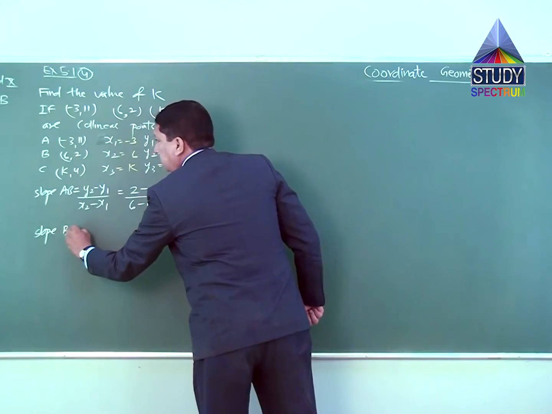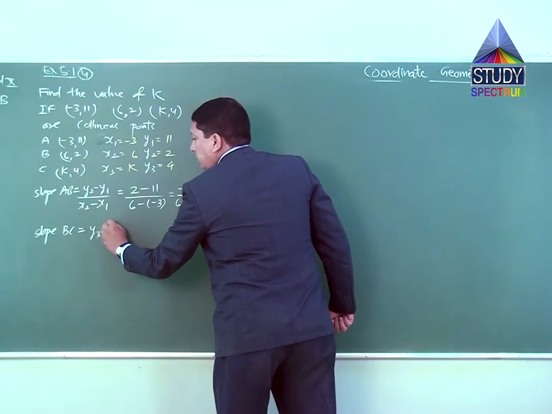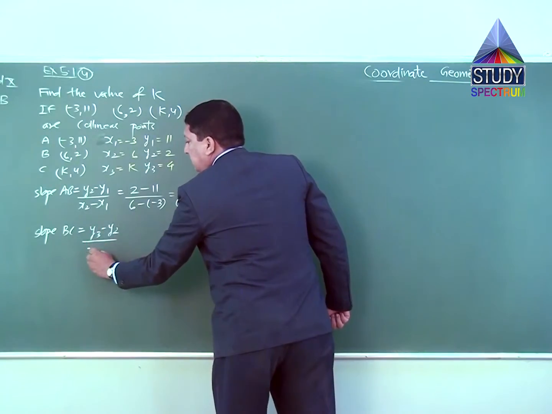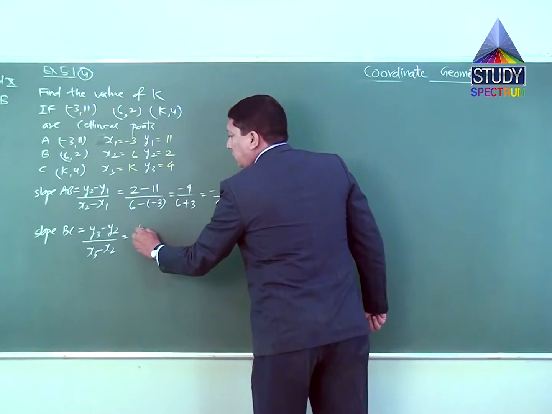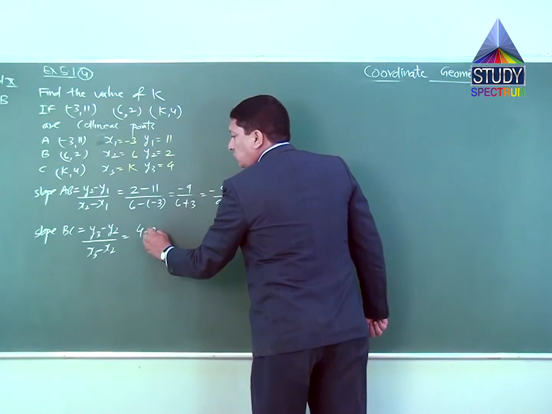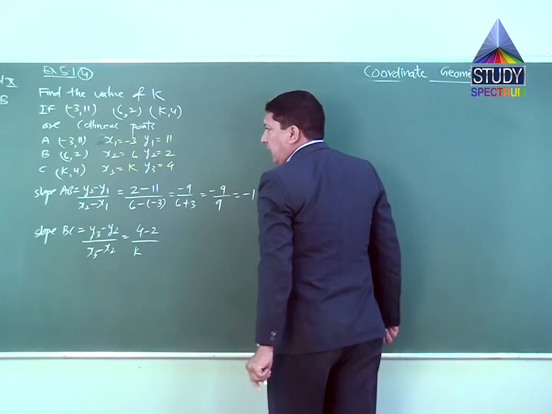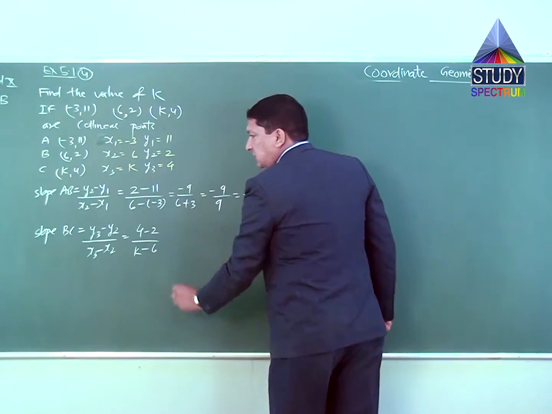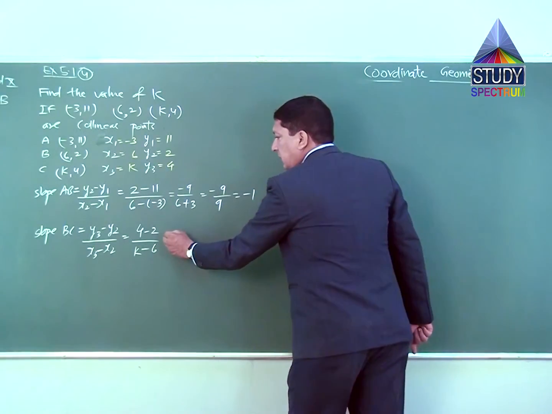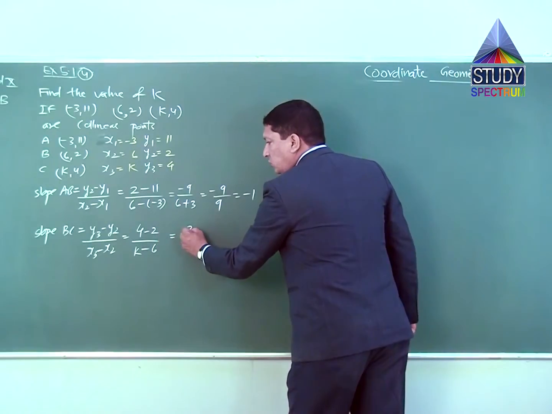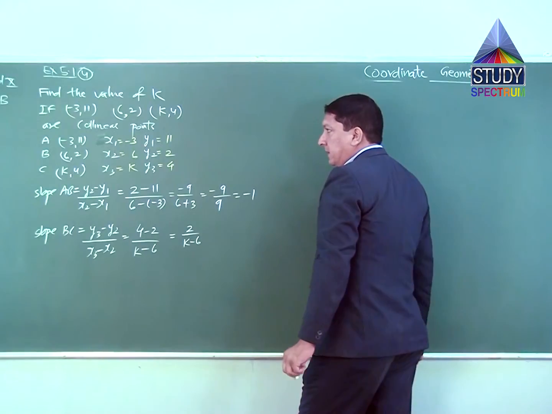So I am finding out slope BC. Y3 minus Y2 upon X3 minus X2. Y3 is 4, Y2 is 2, X3 is K, and X2 is 6, so minus 6. So K has come into picture now. Therefore, 4 minus 2 is 2, upon K minus 6, this is your slope BC.